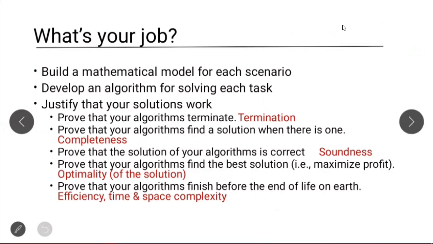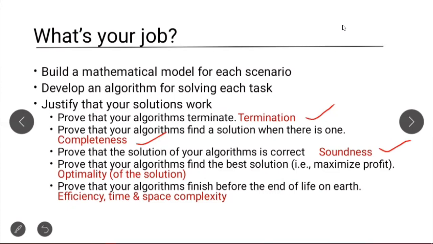So we have studied algorithms earlier, I believe. We have to develop an algorithm and also justify our solutions. Whenever you're designing algorithms, these are a few things that you've already studied: each algorithm must end somewhere. It should be complete, that is, the algorithm should find a solution, and the solution should be correct, which is soundness. So, termination, then completeness, it should find a solution.